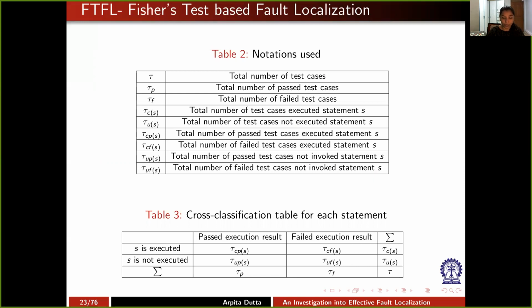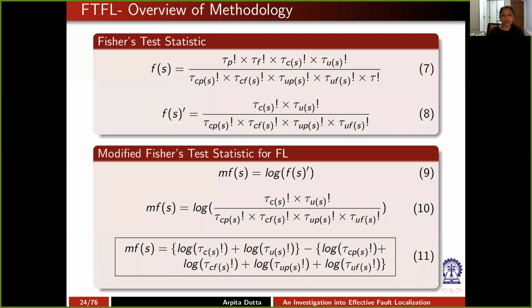So this cross classification table consists of these values, and we have created it for each statement. Now the actual Fisher statistic formula is given in equation 7. But here our main motive is not to derive the actual Fisher test statistic value. Our motive is to determine its value and to measure the relativeness behind different statements of containing a bug.